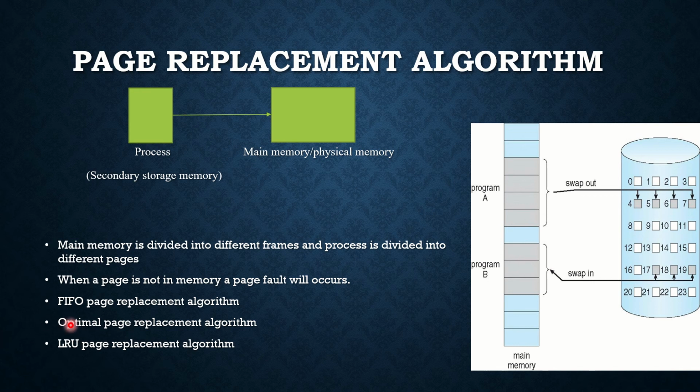Already we discussed in the last video what a page fault is. When the CPU wants to execute some process and the corresponding page is not in the memory, then a page fault will occur. When a page fault occurs, only then will the CPU find that page in the secondary storage device and swap it into a free frame of the main memory, right? So when a page fault occurs, it means that particular process page is not there in the main memory, but the CPU wants to execute that page.